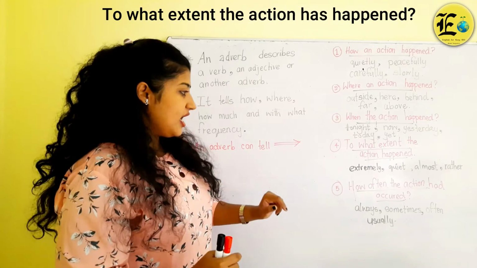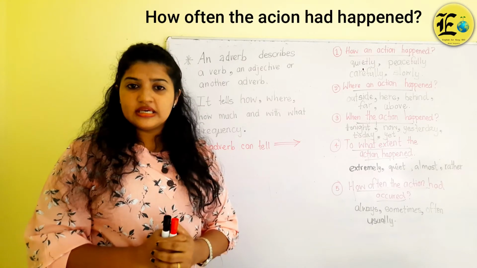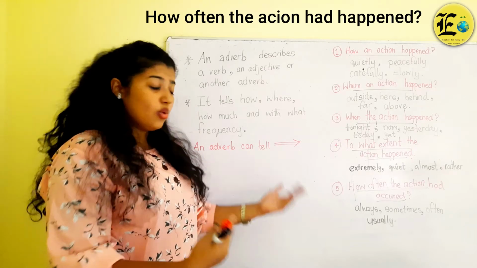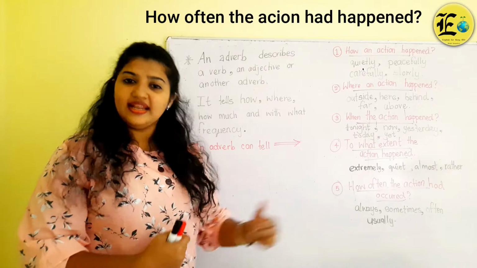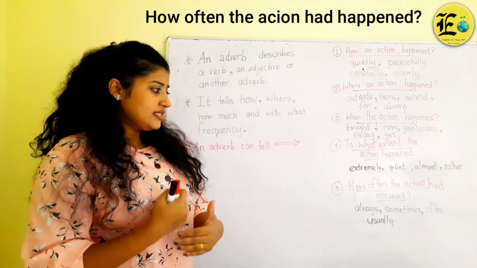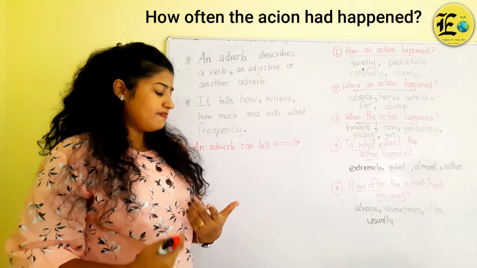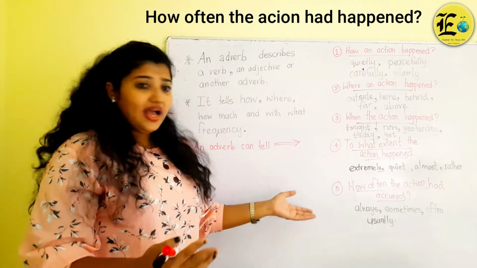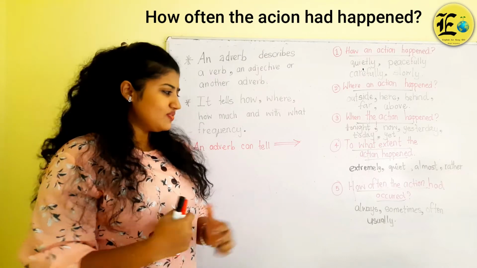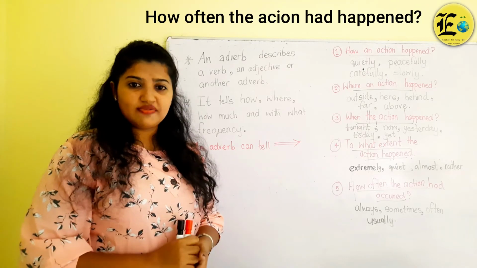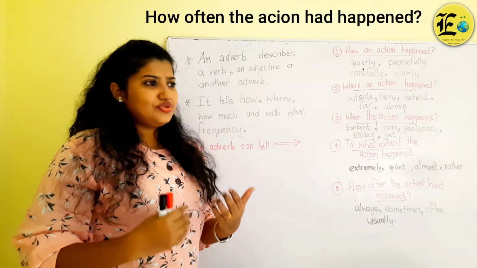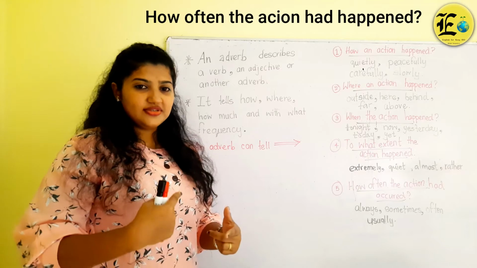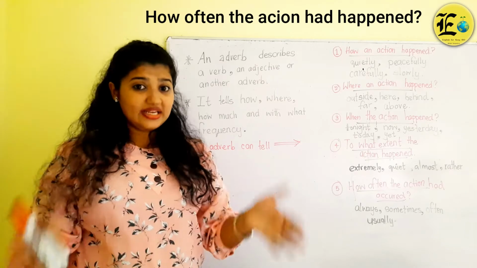The next one is how often the action occurred. So you could say the number of times the action occurred. It could be always, sometimes, often and usually. If someone asks you, do you work daily? I always work. If someone asks you, how often do you travel by bus? I travel by bus very often. So that shows how often or how usually you are into an action.